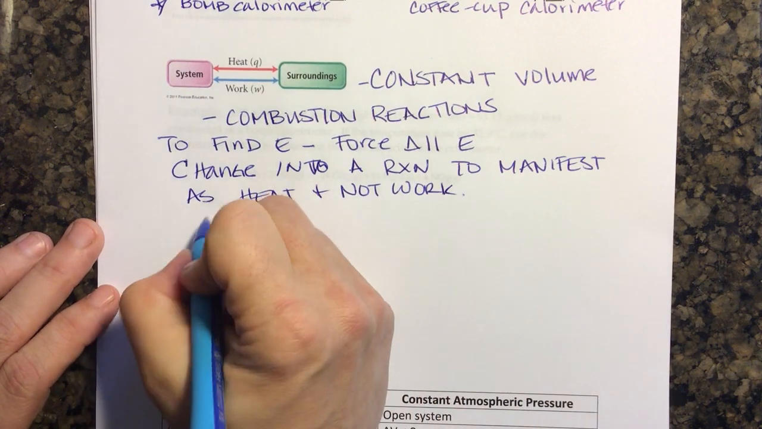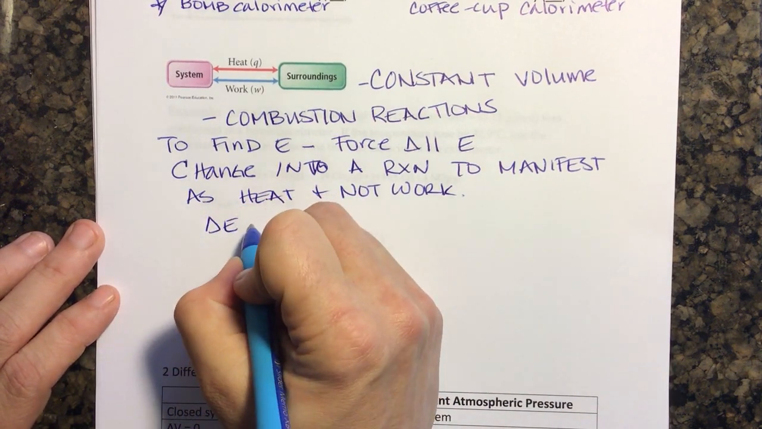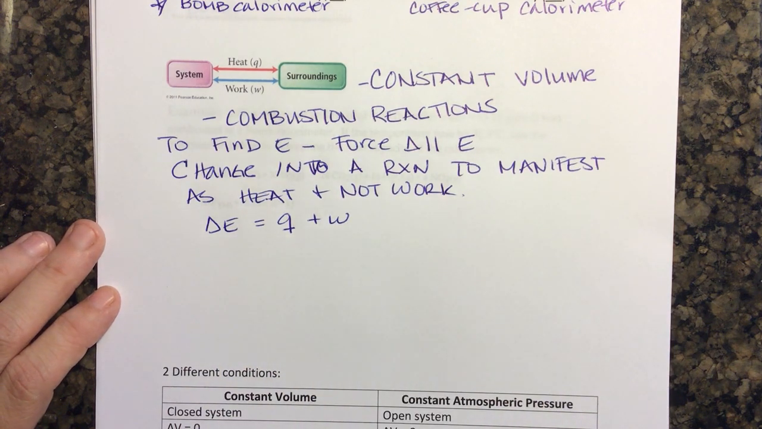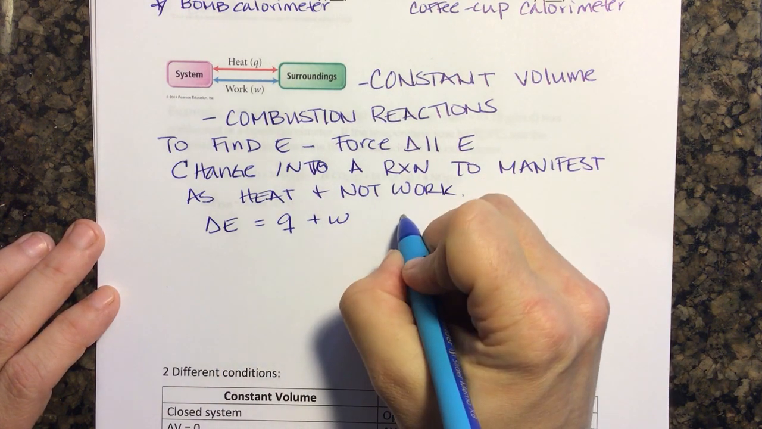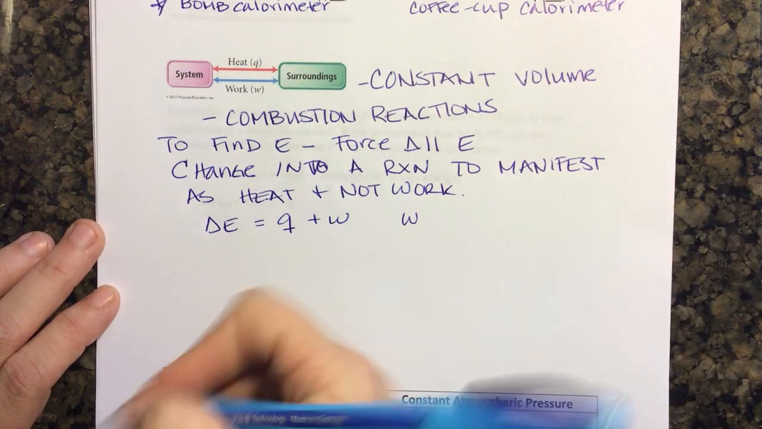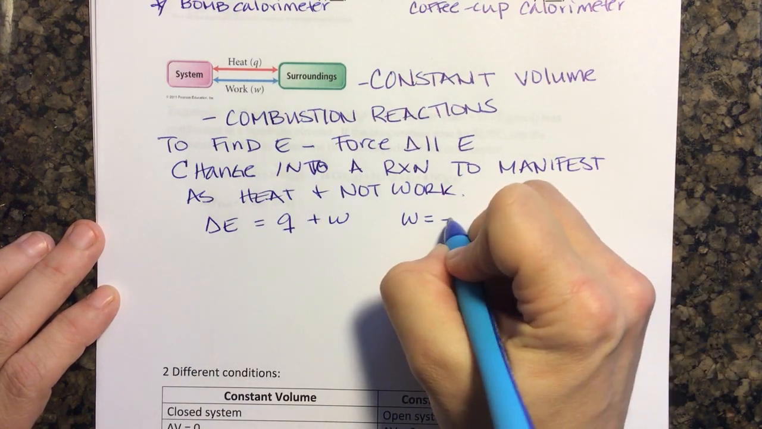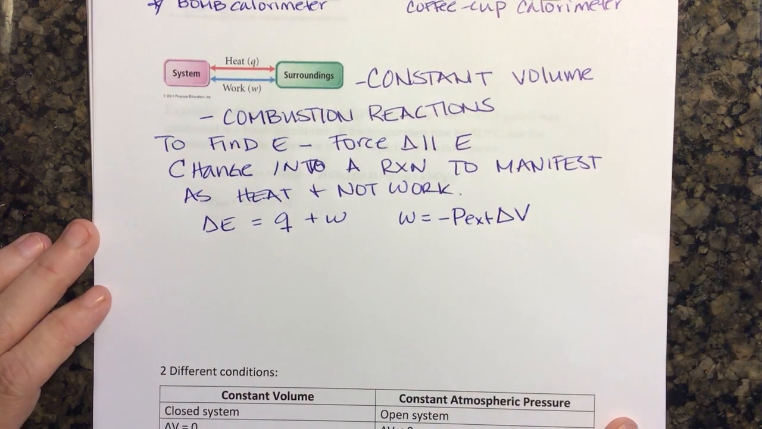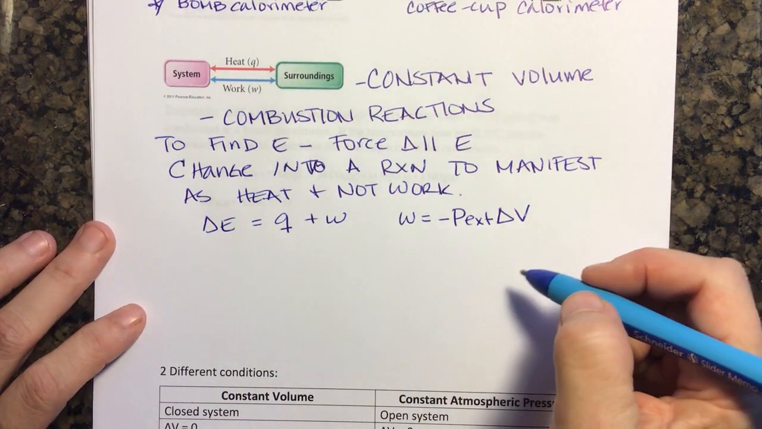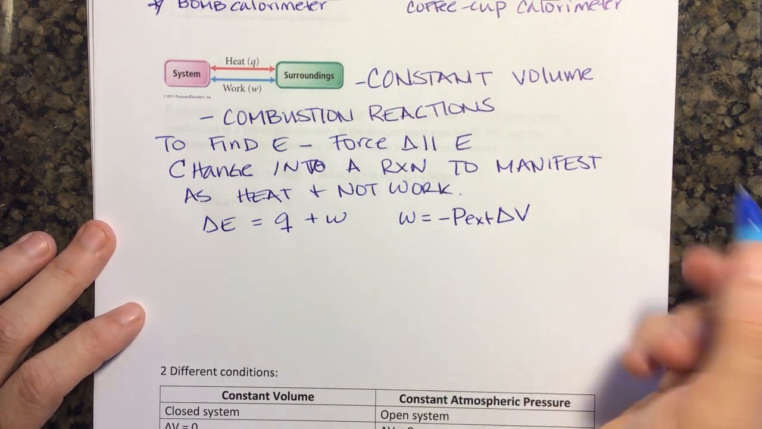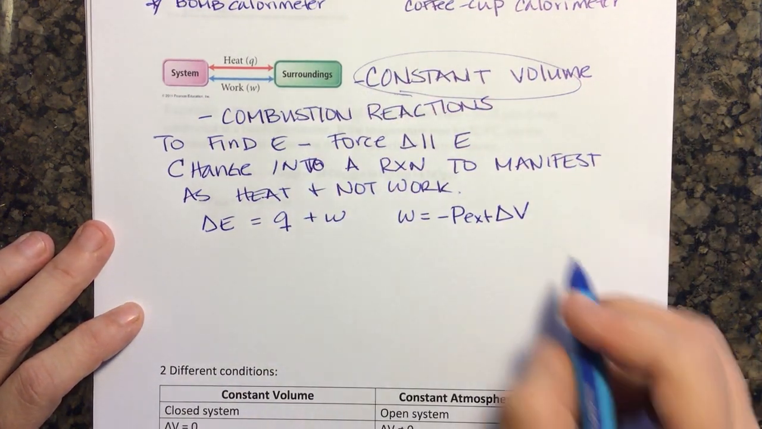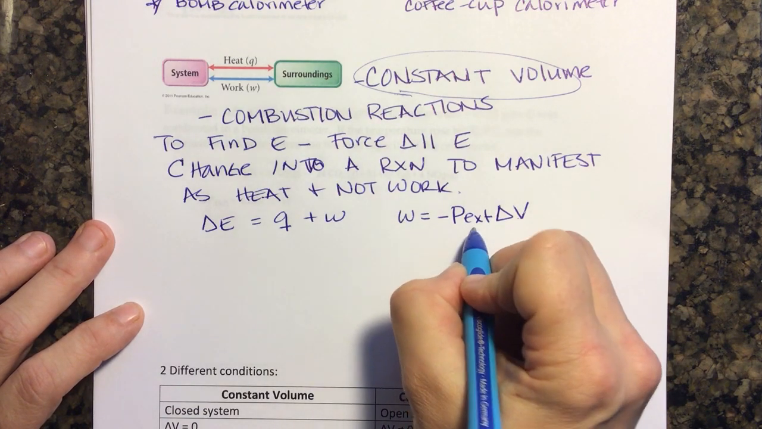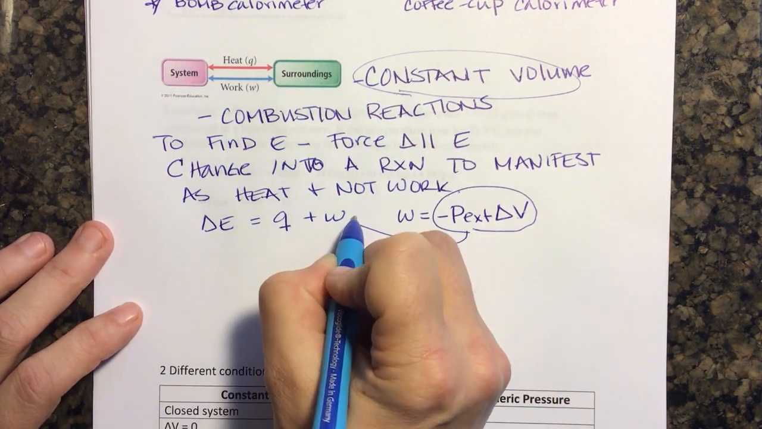So let's go back to our formula. Our internal energy equals our heat plus work formula. Well, we know that work, the formula for that would be minus P external times delta V. And here, this delta V, we've said it's a constant volume. If it's a constant volume, that means that's going to be 0. But we're going to want to plug in this expression into W.